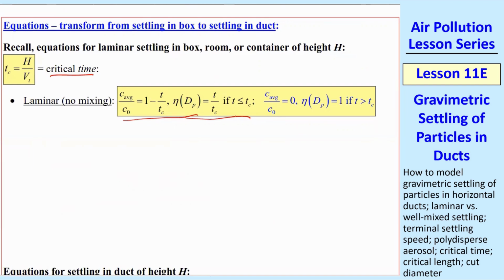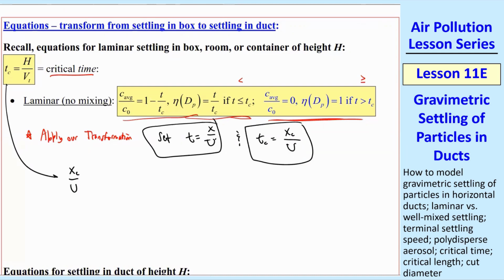And after some critical time, if the time is greater than critical time, I think I put greater than or equal there instead of the less than or equal to here. It doesn't really matter. I'm just not being consistent. But anyway, after T is greater than Tc, we have no concentration because they've all settled. So all we have to do is apply our transformation that we just wrote. That is, everywhere there's a T, we set it to x over u, and Tc will be xc over u.